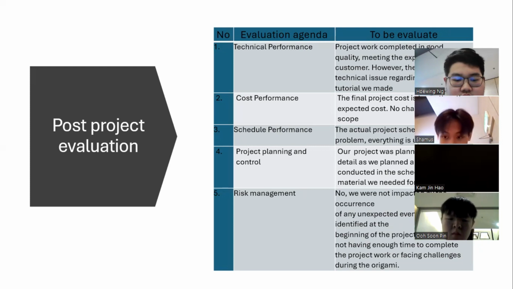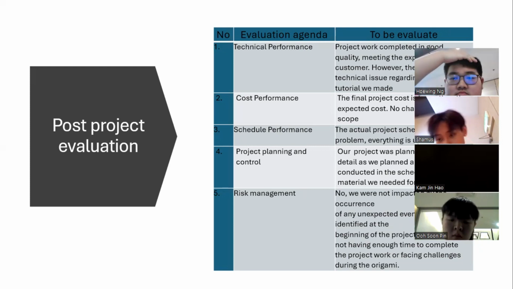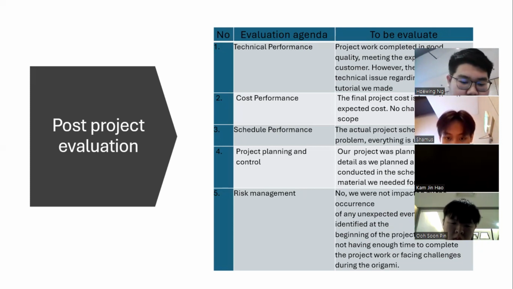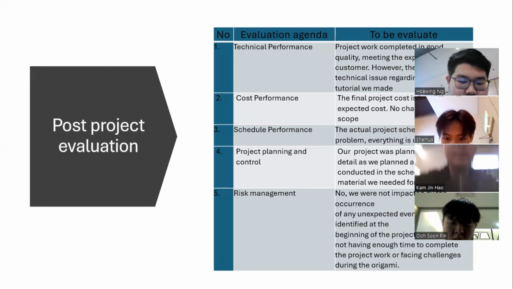Second, cost performance. We have no problem with the cost performance. The final project cost is lower than the expected cost. There are no changes in project scope. The third evaluation agenda is schedule performance. We have no problem with schedule performance. The actual project schedule has no problem at all. Everything is up to date. We managed to complete everything in our expected schedule.